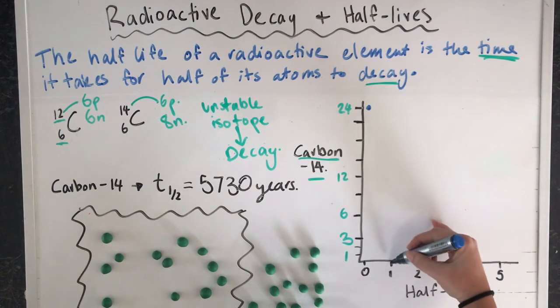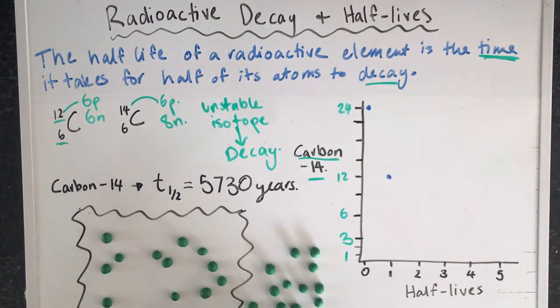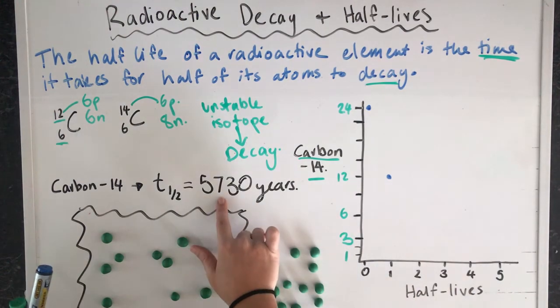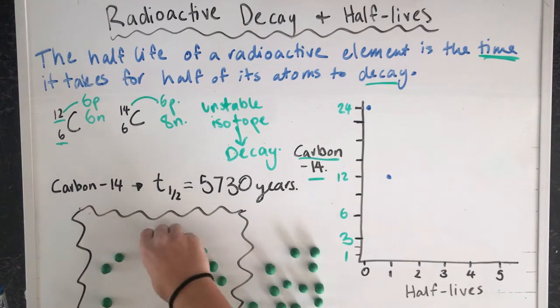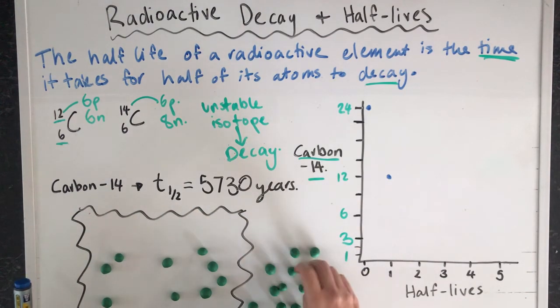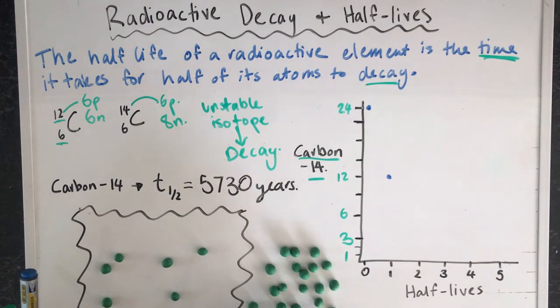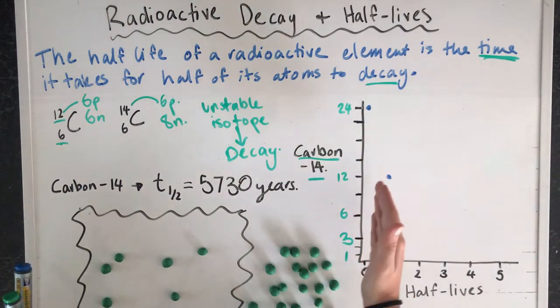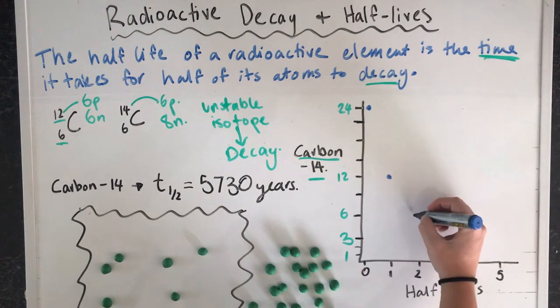I can add that to my graph. After one half-life, I have 12 carbon-14s left. They're decaying. After one more half-life, after another 5,730 years, I'll have half this amount. There's 12 here. What's half of 12? 6. So I need to remove another 6 of my carbon-14 molecules until I'll have just 6 left. I can graph this now again. So we've had, at time 0, we had 24. After one half-life, we had 12. After 2 half-lives, we had 6.